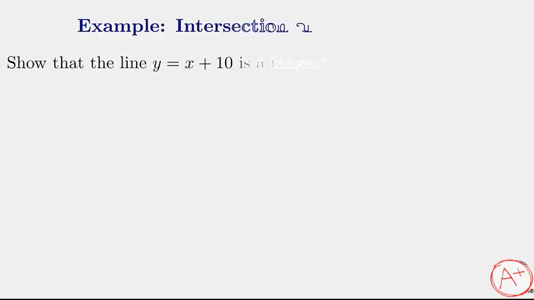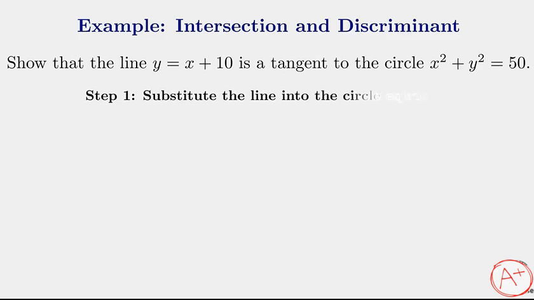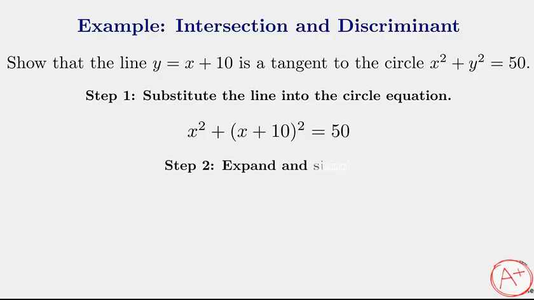Let's see this in action. We're asked to show that the line y equals x plus 10 is a tangent to the circle x squared plus y squared equals 50. Step 1. Substitute the line into the circle equation. We replace y in the circle equation with x plus 10. Step 2. Expand and simplify.